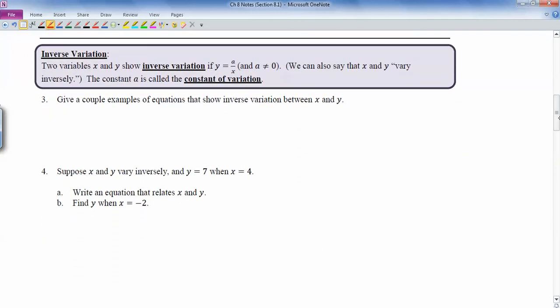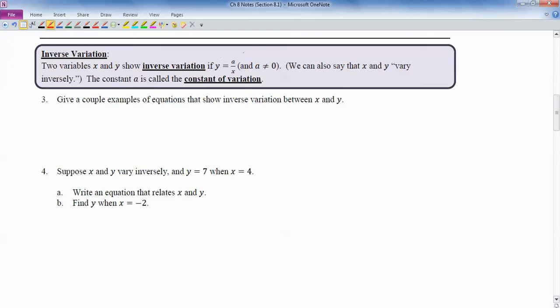Inverse variation is this one. y equals a over x, not a times x. So the idea is if y gets bigger, x has to get smaller and vice versa. Whatever one does, the other does the opposite. a is still called the constant of variation like it is in direct variation. You just have to realize the x is on the bottom for inverse variation, and the x is on top for direct variation.